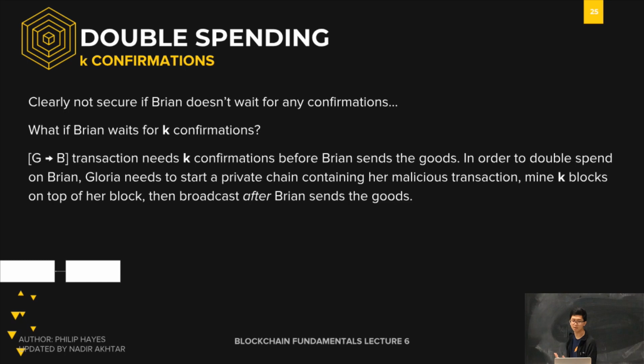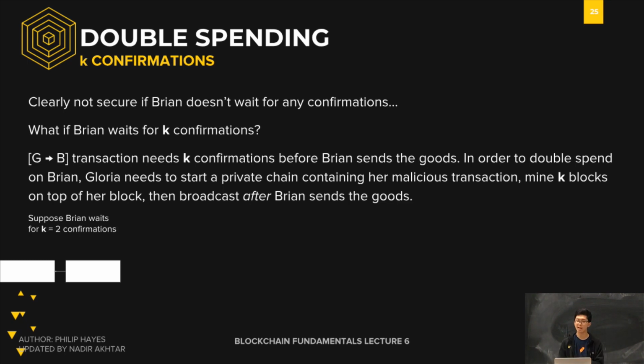And so let's look at this scenario. If I don't wait for any confirmations, this scheme isn't safe. So let's say I wait for k confirmations. In this example, I'll use k as 2. What Gloria needs to do to successfully double spend against me is start her own private chain containing her malicious transaction, and she has to mine 2 more blocks on top of that to overwrite the current history of the blockchain. And then she'll broadcast that secret chain after I send my goods, and that will successfully double spend against me. So this is just an example.